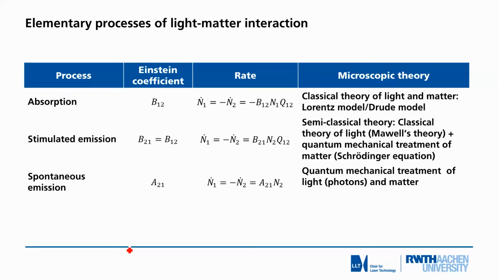So just as a further information, if we look at the elementary processes of absorption, stimulated emission, and spontaneous emission, the easiest to describe is the absorption, where we just need classical theory in the electromagnetic field as well as in the description of the matter. If we look at stimulated emission, we need a quantized analysis of the matter, in this case the quantized atomic model. And if we want to describe spontaneous emission, we also need to quantize the electromagnetic field in order to describe this phenomenon.